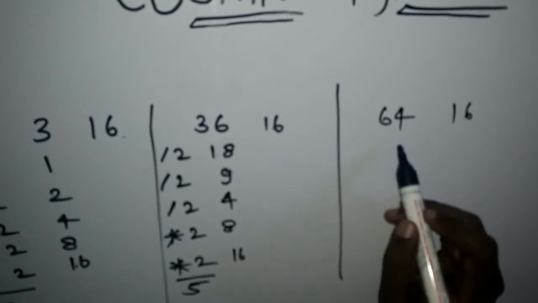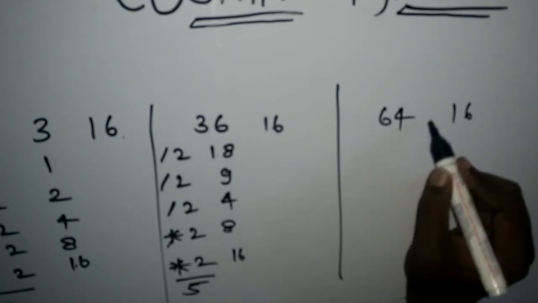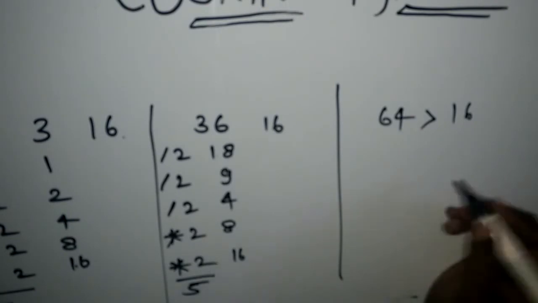So what we have to do is we have to check if 64 is greater than 16 or less than 16. So 64 is definitely greater than 16. So what we have to do is divide 64 till we get 16.